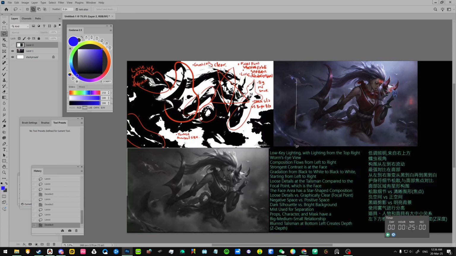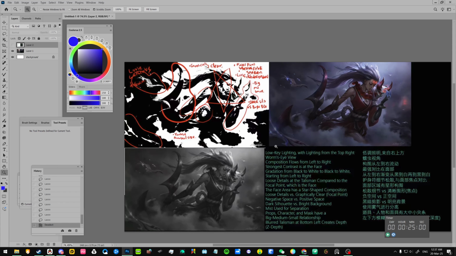And notice the talisman. This is the furthest away, that's why it's the smallest. This is the nearest to us, that's why it's the biggest. And interestingly enough, the character and the prop have a big medium small relationship. As we can see, the subject being the largest here, followed by its weapon, followed by its mask. So there's a big medium small relationship here.